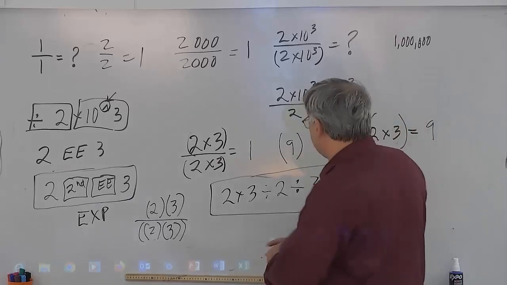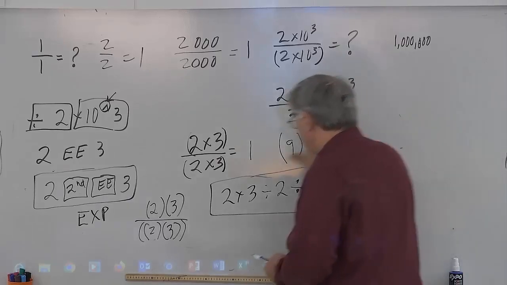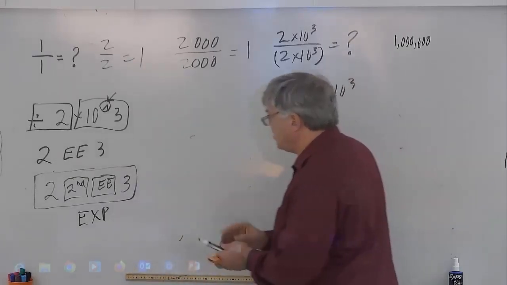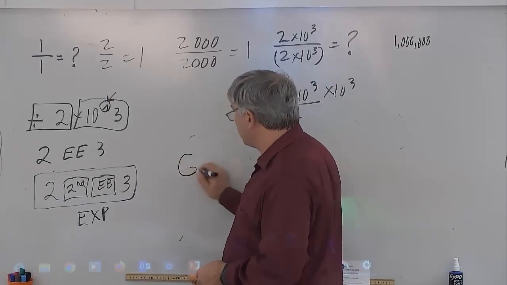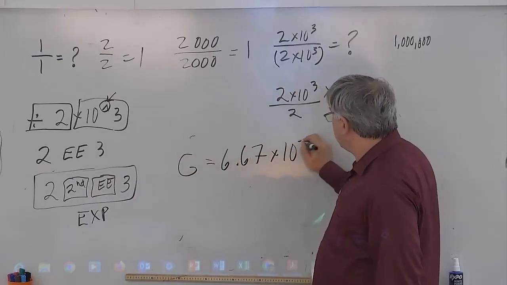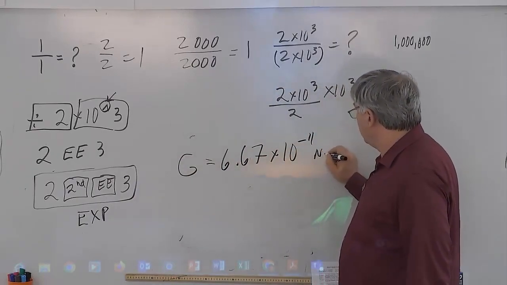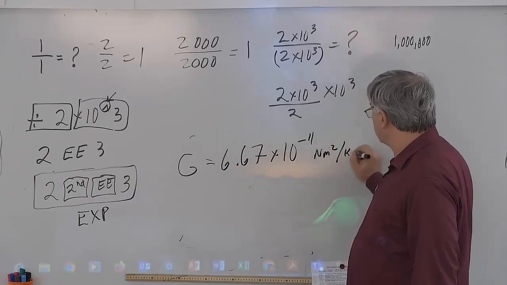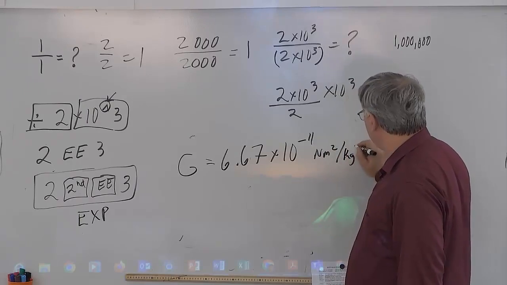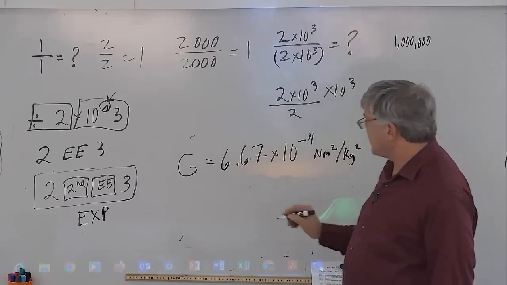The last thing I want to do is to point out how to enter negative exponents in the calculator. For instance, the gravitational constant is 6.67 times 10 to the negative 11 Newton meters squared per kilogram squared. Let me get that right, kilogram squared.